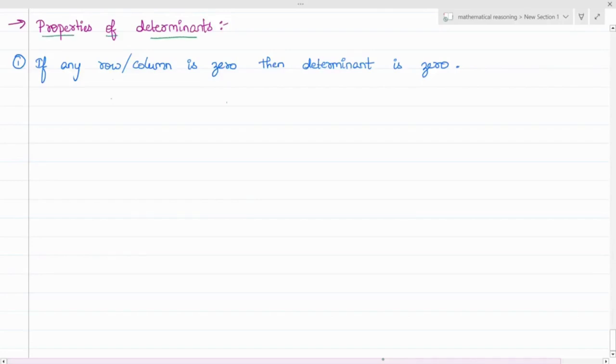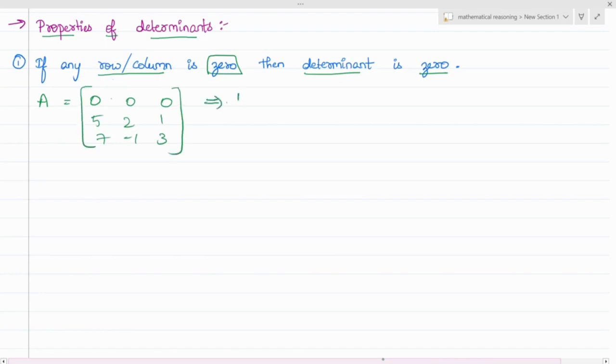Properties of determinants. Let's see the first property: if any row or column is 0, then the determinant is 0. What does it mean? Suppose A is a matrix with the elements 0, 0, 0 in any one row, I'm assuming it in the first row. The remaining rows' elements can be anything, like 5, 2, 1, 7, -1, 3, anything. Then the determinant of this matrix will be 0.